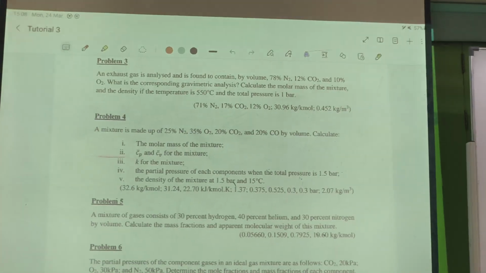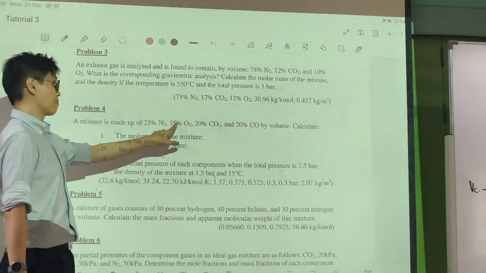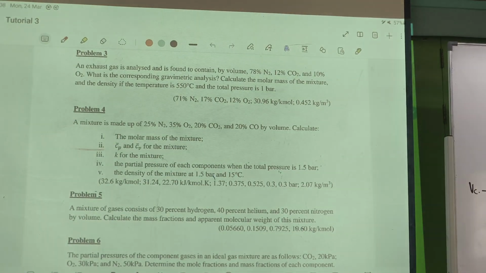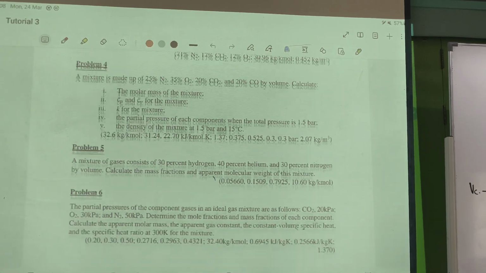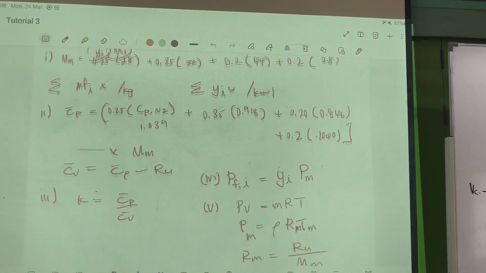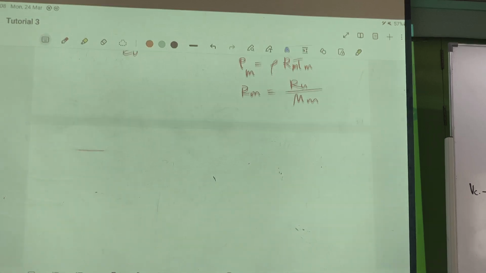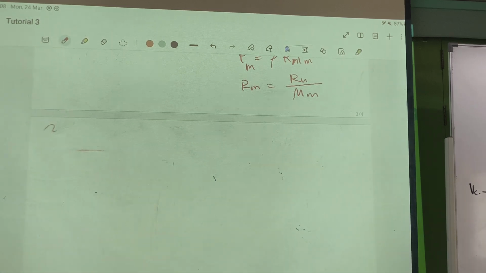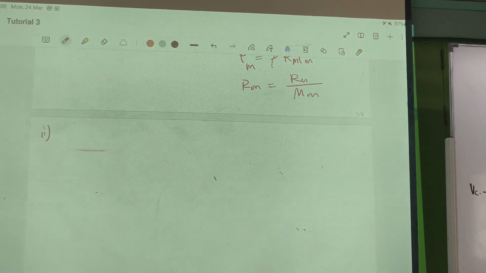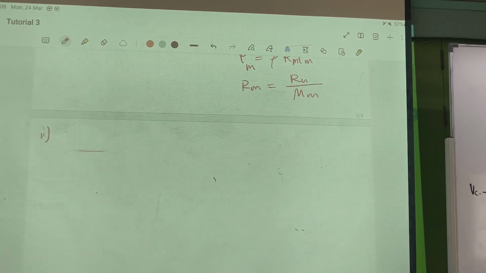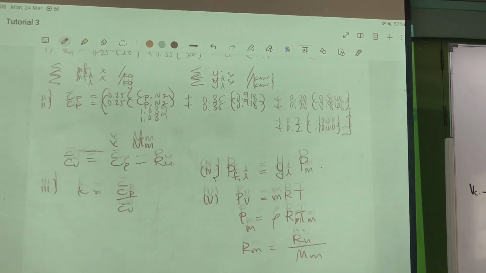Okay, so here again, in this question you are given the volumetric analysis of the mixture. So these are all in mole fraction. Let's go back, maybe we get it. So we look back at question 2. So you are given everything in terms of mole fraction.